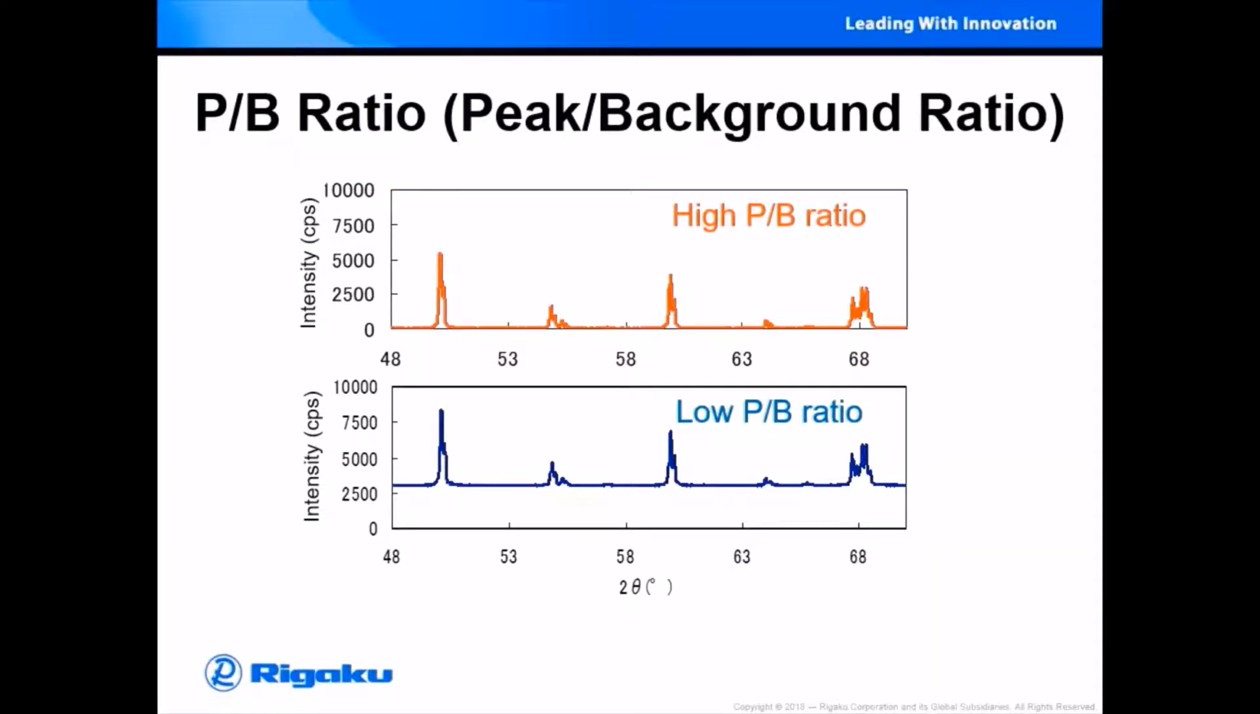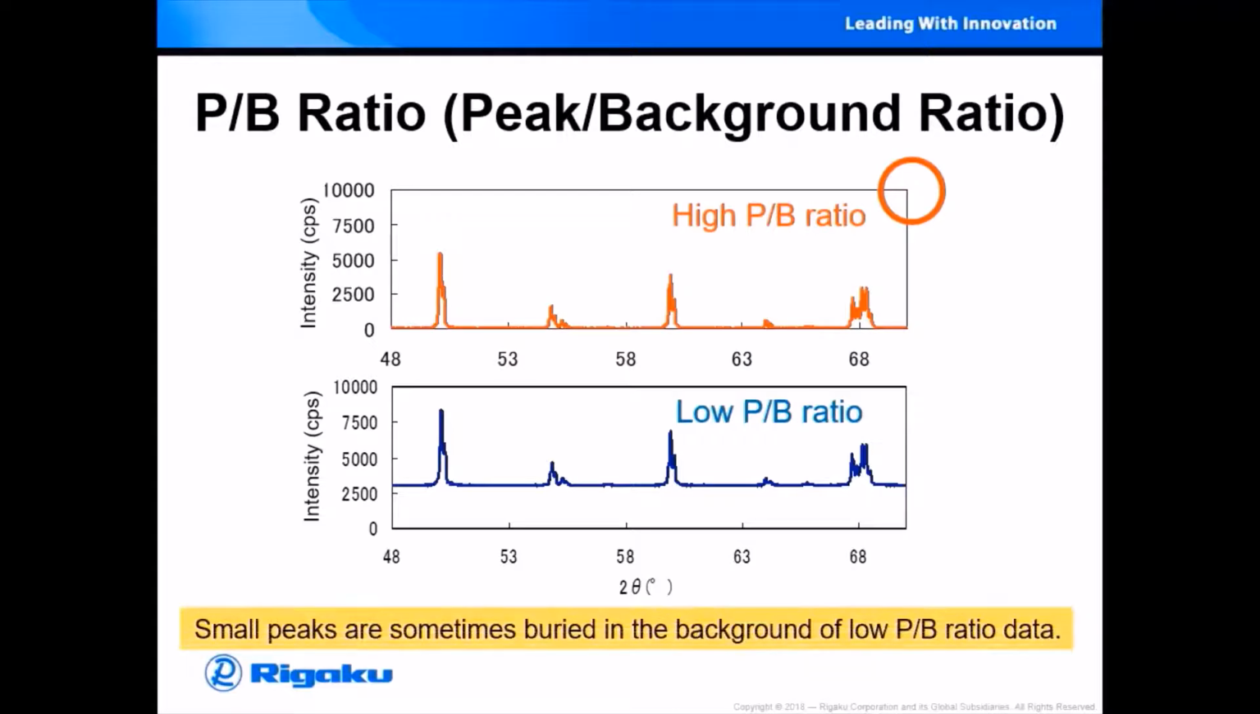The last factor is the PB ratio. The intensity ratio of a peak to background is called the PB ratio in X-ray powder diffraction. High PB ratio data shows high peak and low background intensities. Small peaks of a minor substance in a sample cannot be observed in low PB ratio data, because they may be buried in the background.